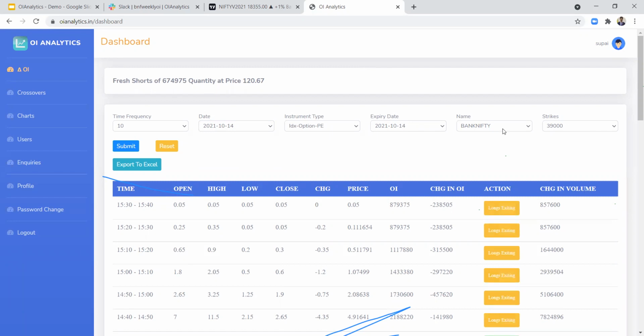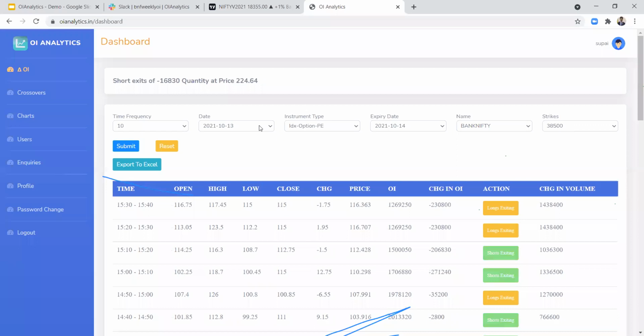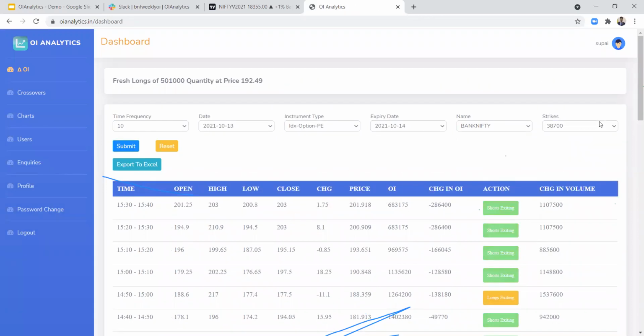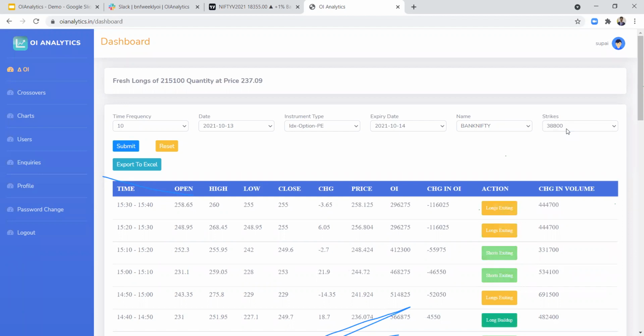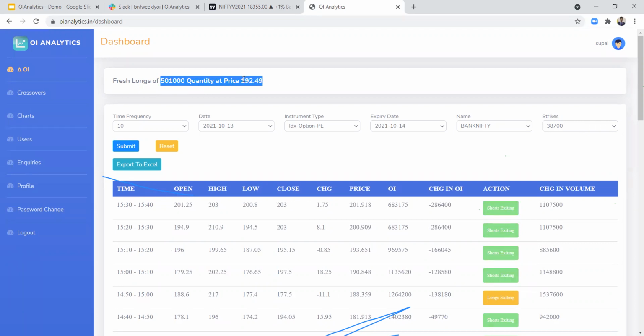So maybe there might be another example. I want to look for a more, yeah, this is 500,000. High quantity is what I was trying to look for. This is 200. This is 46. Yeah, so this is 500,000 at a price of 192.5.